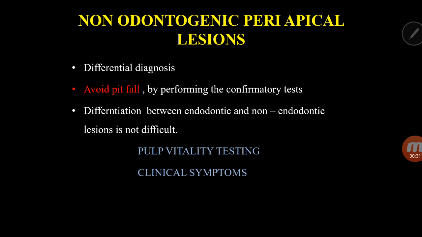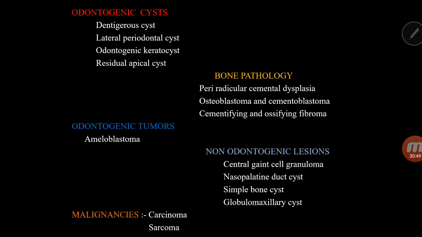So last but not the least, it is non-odontogenic periapical lesions. Sometimes you may be misdiagnosed with this, so it's better to go with the pulp vitality first. So you can differentiate whether it is vital or non-vital. If it is vital, you can suspect something. If it is non-vital, that can be maybe due to the pulpal infection or due to the pulpal sequelae.